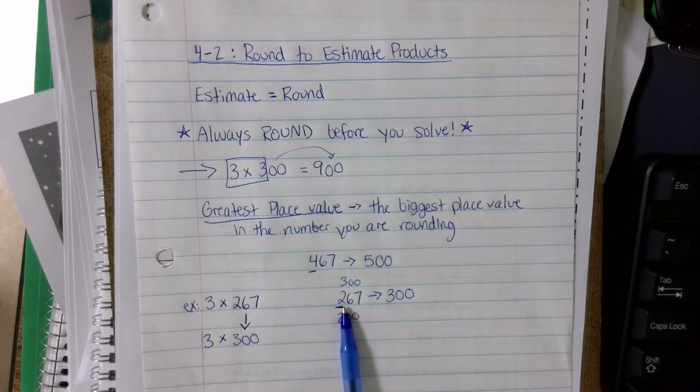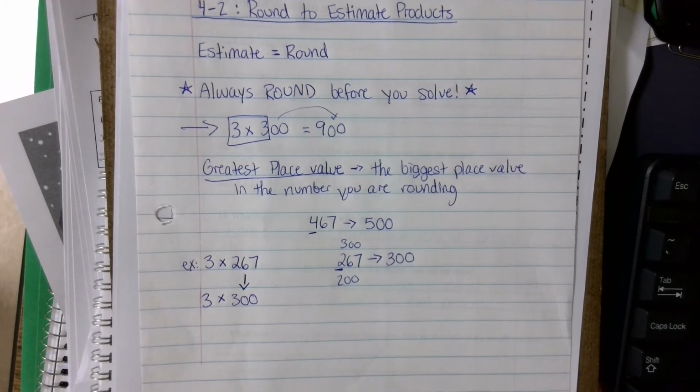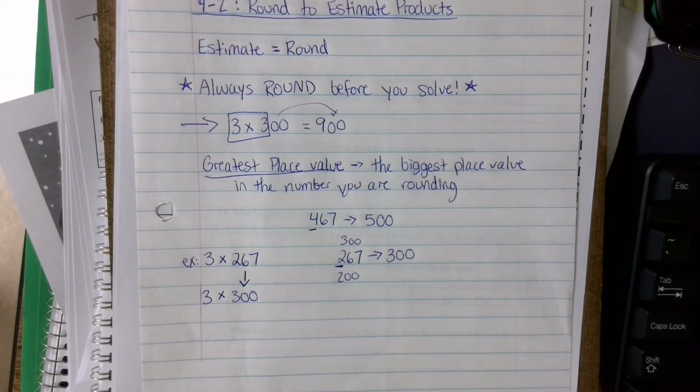We can also think about the song, which is find the place, look next door, 5 or more, you raise the score. And so we're going to raise the score of the 2 to become a 3, and everything else becomes zeros because we look to the right, put zeros inside. Don't forget to watch that video to help refresh your memory on the song that we use for rounding. It's a fun one. It's one of my favorites.